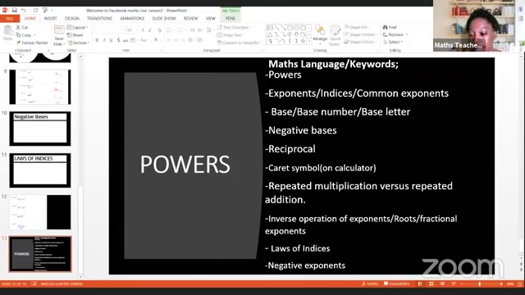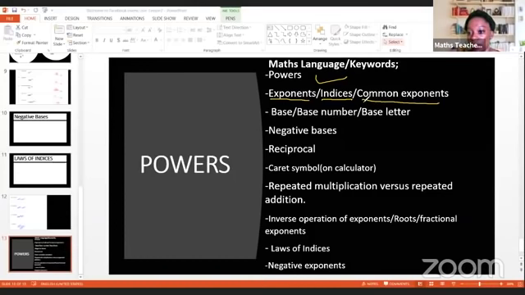So today's math language or keywords that we've used are, we've used the word powers. We know what that means. When a base number is raised to an exponent, your result is the power. We've used the word exponent, which is exactly the same as index for one or indices for many. And we also know the common exponents, like the square numbers and your cube numbers, okay?